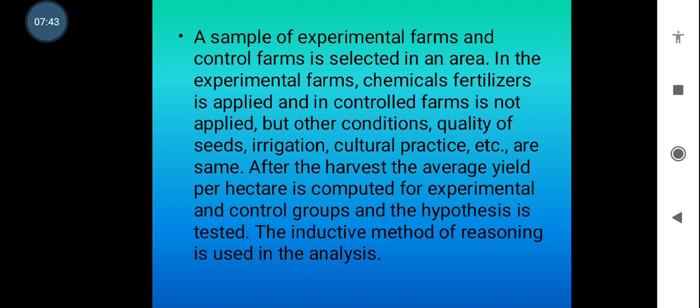Next, a sample of experimental farms and control farms is selected in an area. In the experimental farms, chemical fertilizers are applied and in the control farms they are not applied, but other conditions, quality of seeds, irrigation, cultural practices, etc. are the same. After the harvest, the average yield per hectare is computed for experimental and control groups and the hypothesis is tested. The inductive method of reasoning is used in the analysis.